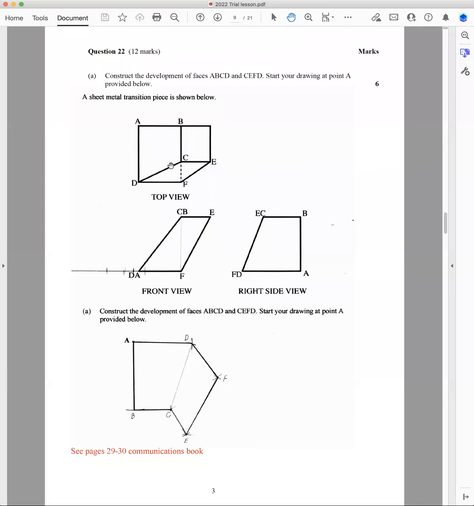But let's have a look at CD. You ask yourself, is that a true length? You look down here, there's CD. It's not horizontal.